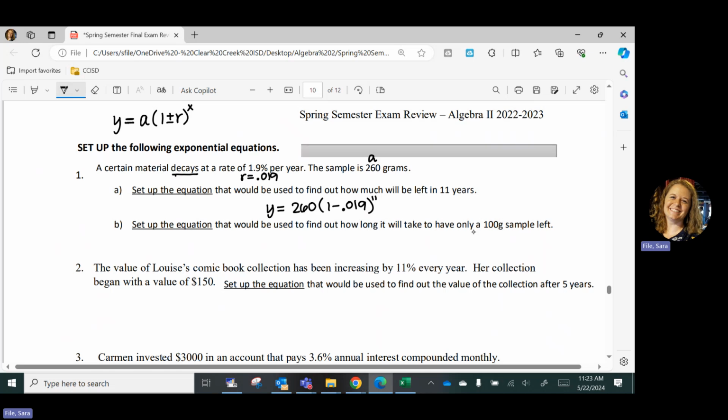How long it would take to have only 100 grams left. So we want what Y is to be 100. We started with 260. It's at the same decay rate, but this time the unknown is T. So we would plug in 100 for the new amount, and T would be our variable, and we could work that backward to solve for T, but your question is just about setting it up.